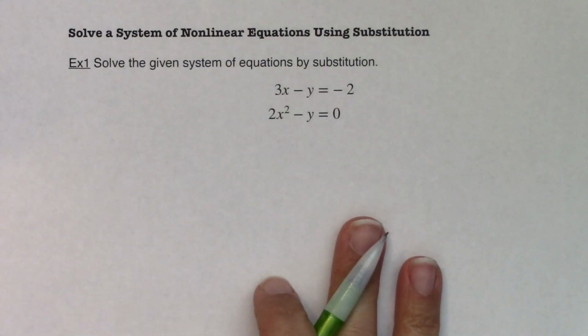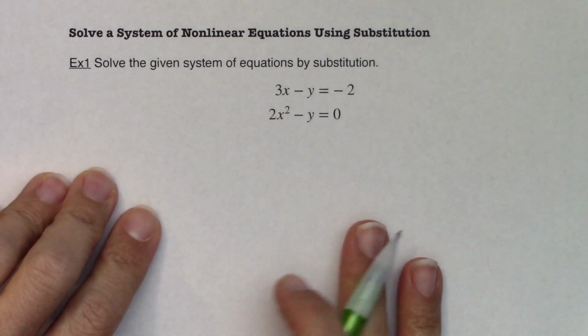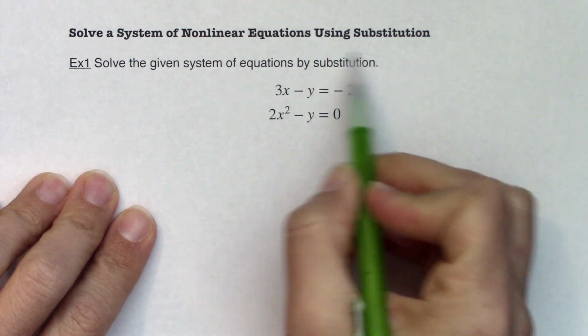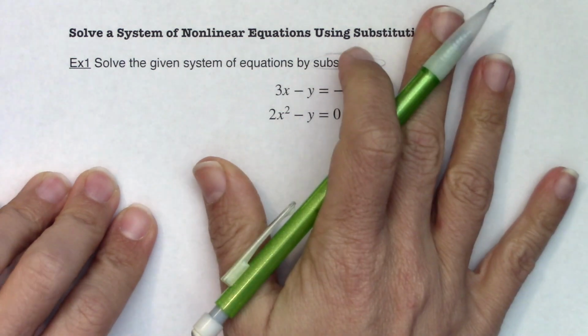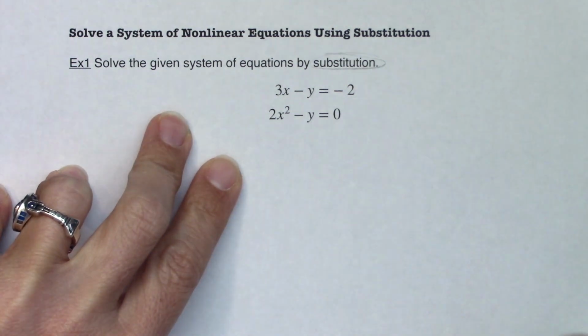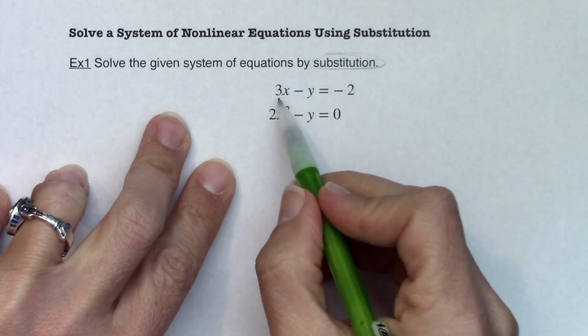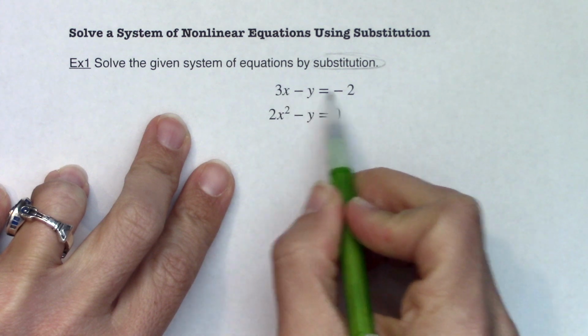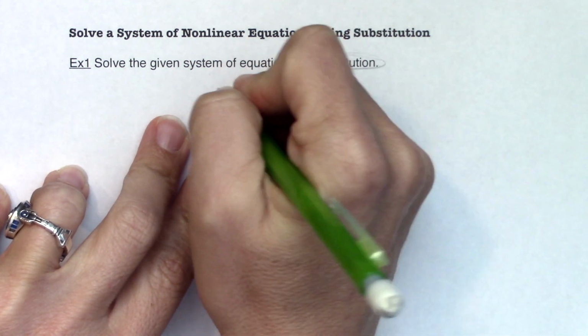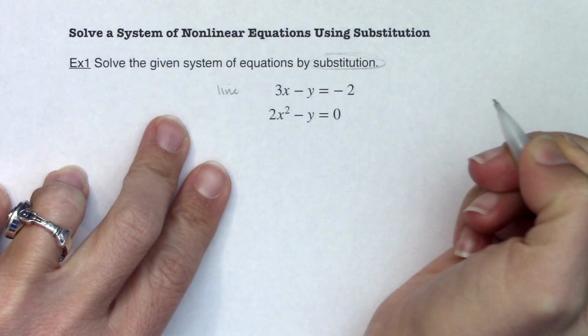Let's take a look at our first system of nonlinear equations. It says to solve the given system of equations by substitution. We're going to talk about substitution and elimination in this section, but for this particular one, go ahead and do it by substitution. I have 3x minus y equaling negative 2 and 2x squared minus y equaling 0. This is the equation of a line.